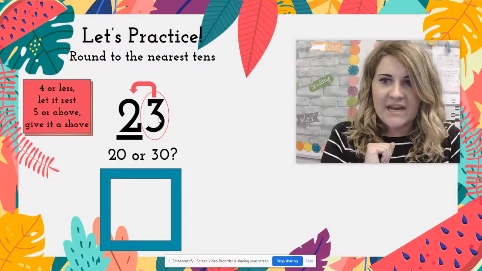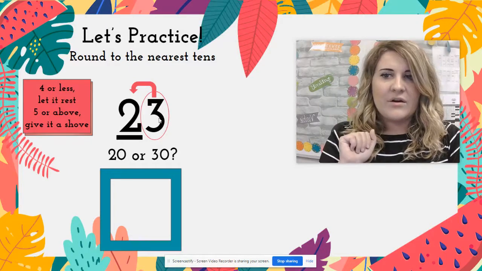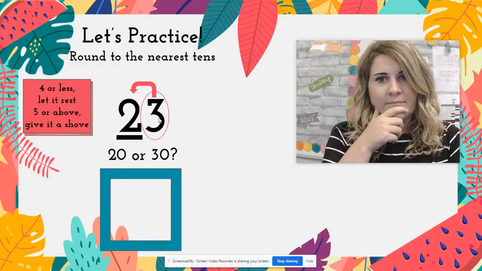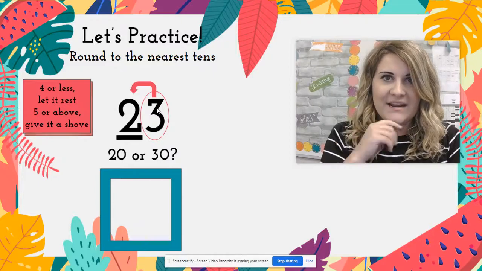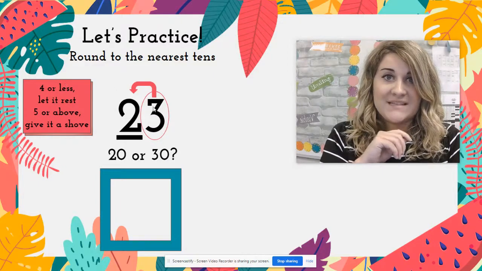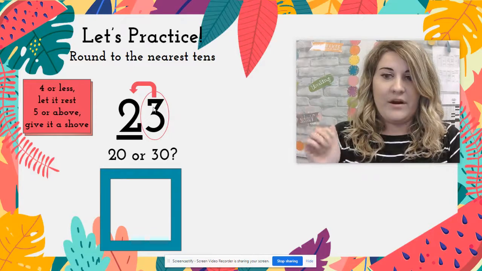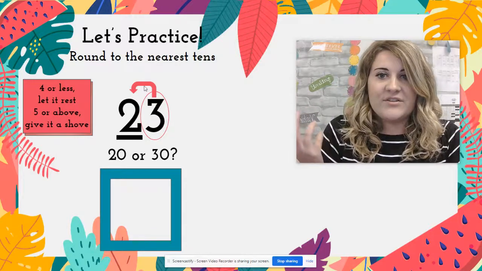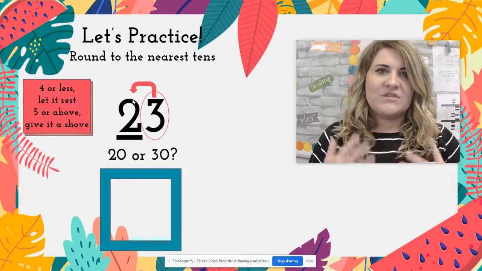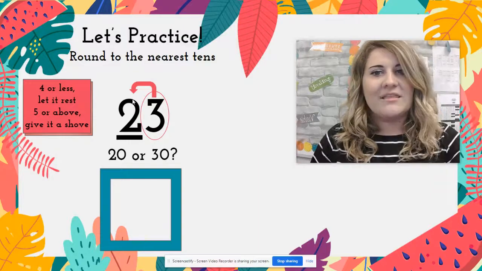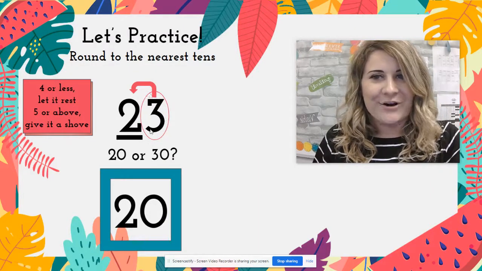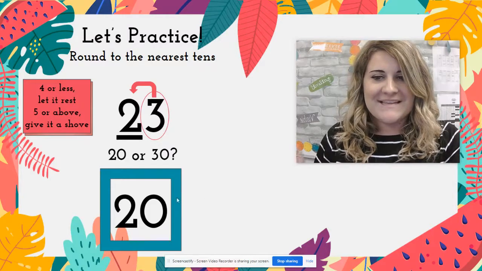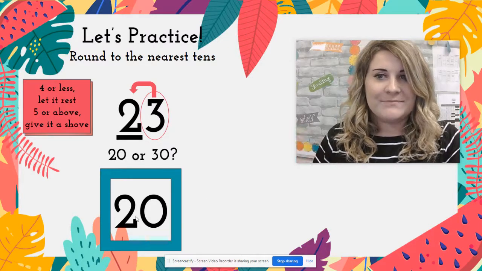So is 3 4 or less or 5 or above? 3. Well, last time I checked, 3 is 4 or less because it is less than 4. So we are going to let the 2 rest. It means that the 2 is just going to stay a 2. And what happens to the 3 is it becomes a 0 because it already has a 0 circling around it, okay? So that's an easy way to remember it's going to become 20.